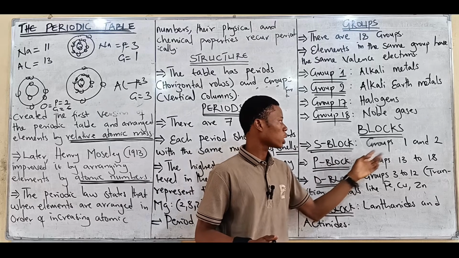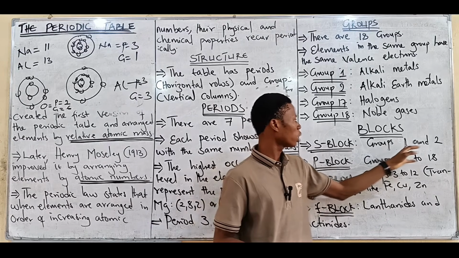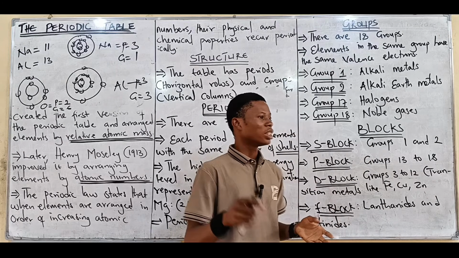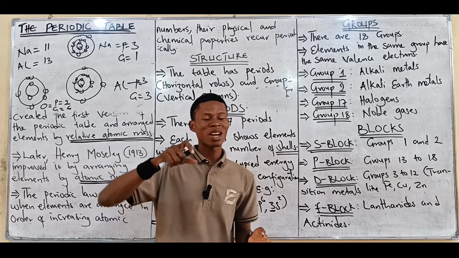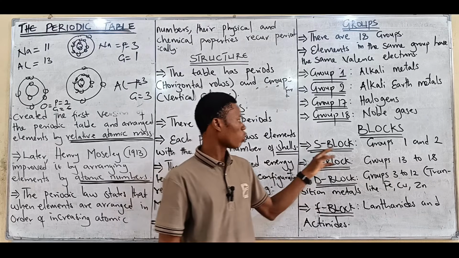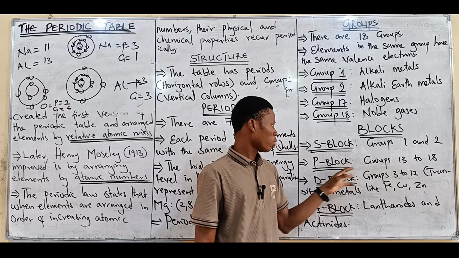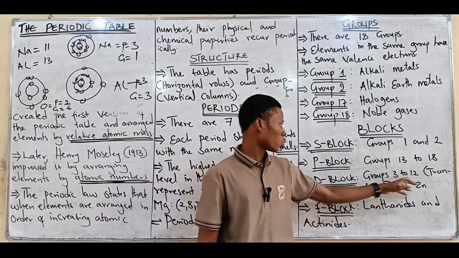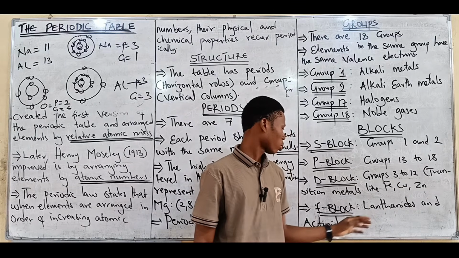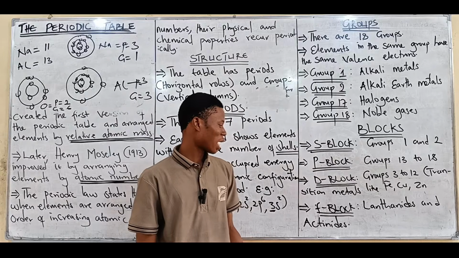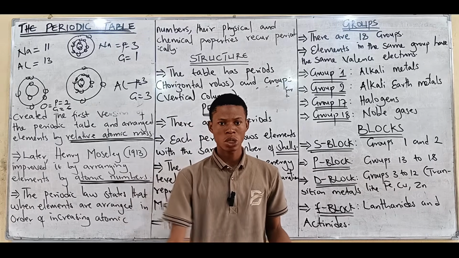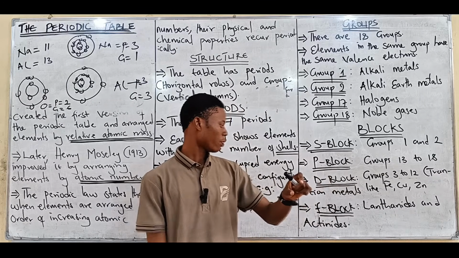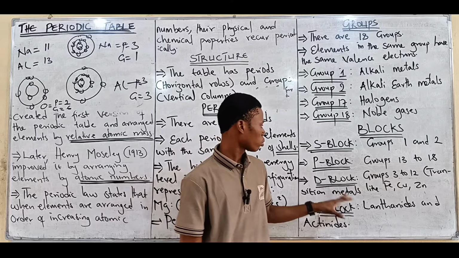S block is made up of group 1 and group 2 on the periodic table, and they contain elements whose valence electron falls in the S orbital. P block are groups 13 to 18. D block, groups 3 to 12. They are all transition metals. While F block, they are the lanthanides and actinide series. They are those ones that are at the bottom of the periodic table. 15 lanthanides, 15 actinides. Alright, so that's that.